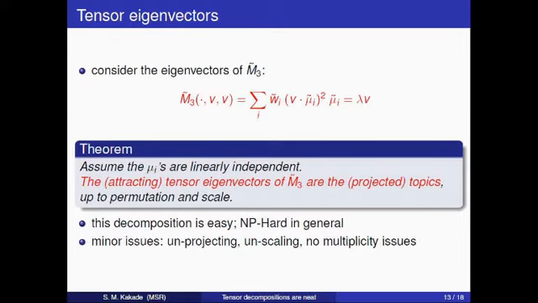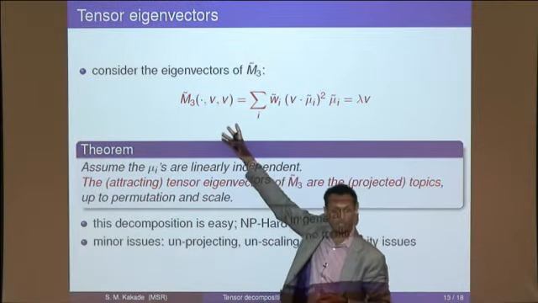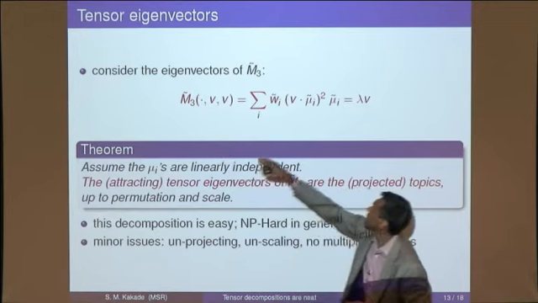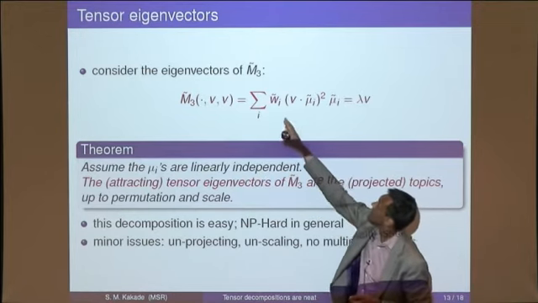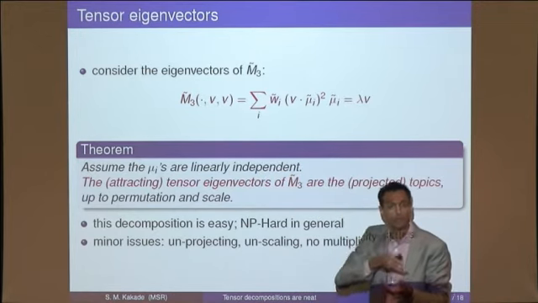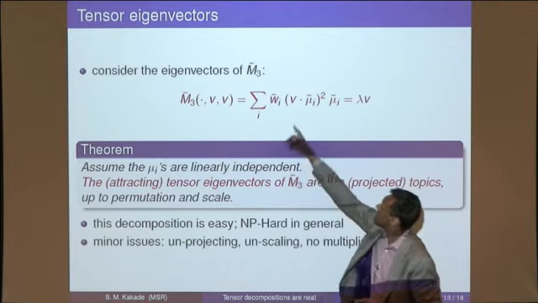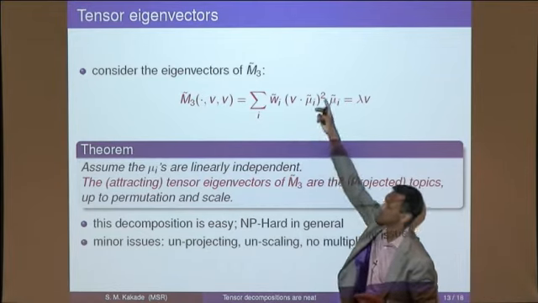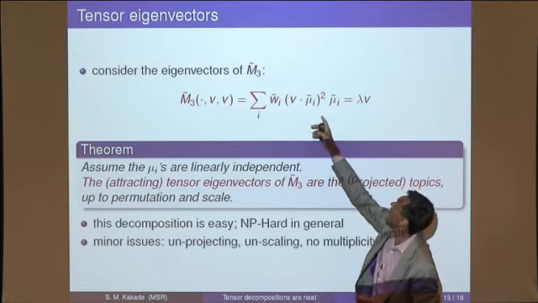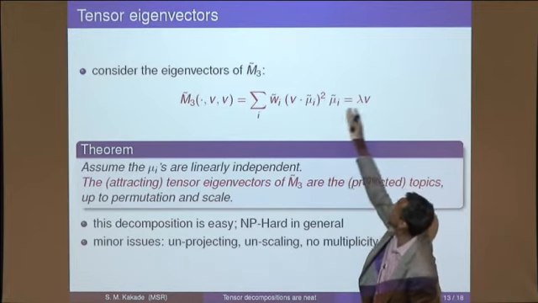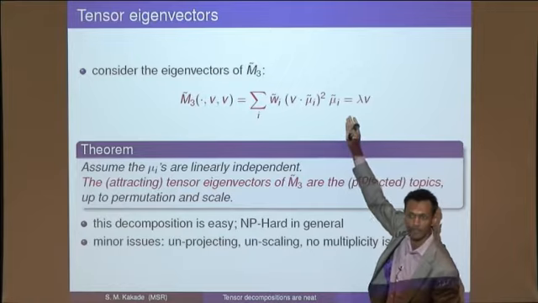Okay, so let's just hit this M3 with two vectors v. What does it end up looking like? Well, it ends up looking like this beast, w mu mu mu. We hit it with v on the mu's twice. It looks like w (v dot mu) squared times mu_i. And if we want to find an eigenvector, this had better be equal to lambda v.